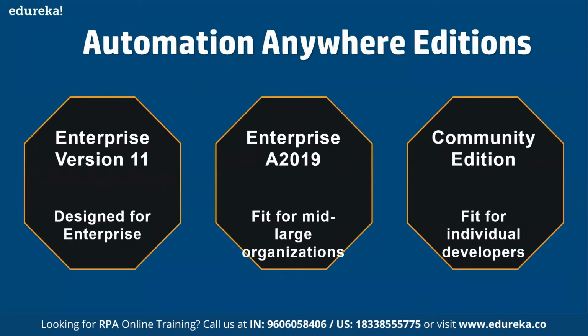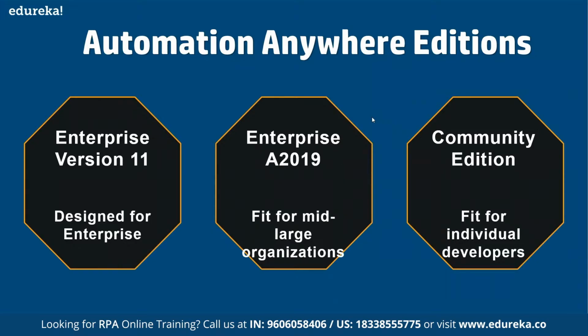So one is an enterprise edition, right? Well, this one is now obsolete. Yeah, so Automation Anywhere no longer offers version 11. Version 11 has been phased out. Now there are two editions. One is Enterprise A 2019, also called Automation Anywhere 360. So Automation Anywhere 360 Enterprise and Community Edition.